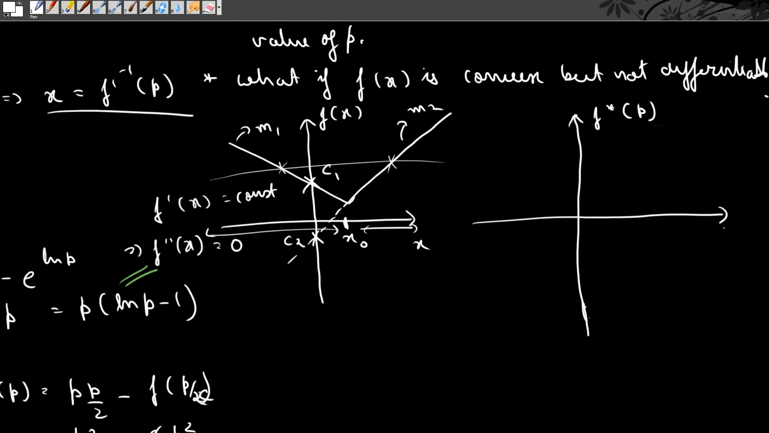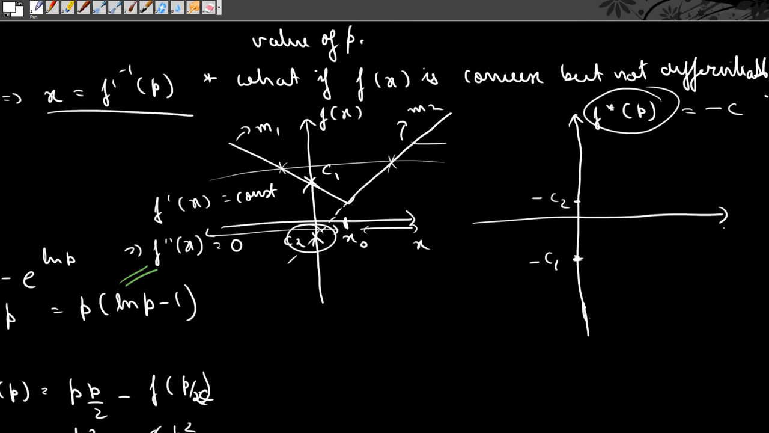We know that the Legendre transform f star of p is nothing but, geometrically speaking, the negative of the y-intercept. So here, for line 1, the y-intercept is c1, and the negative of that would fall somewhere over here. So this will be minus c1. And for line 2, the y-intercept is c2 here, and that will fall somewhere over here, minus c2.